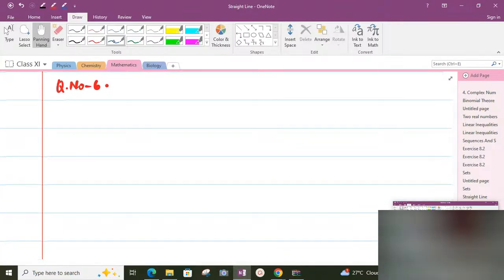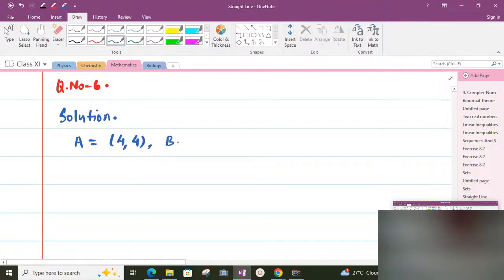So let's see the solution of this question. First of all, we name the vertices. The coordinate of A is, suppose, (4, 4), the coordinate of B here is (3, 5), and the coordinate of C here is (-1, -1).